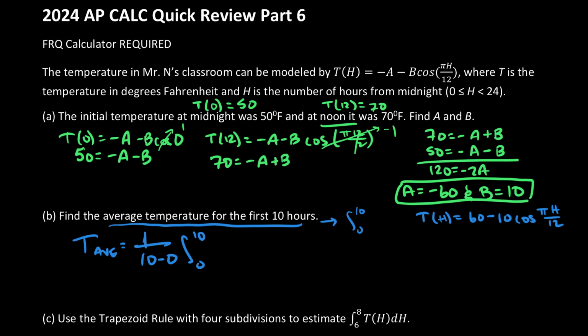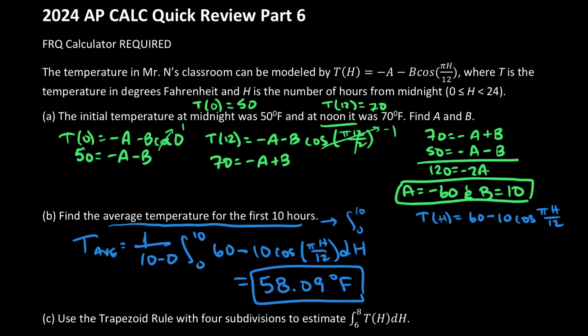So let's write that in. That's 60 minus 10 cosine of pi H over 12 dH in this case. And plugging this into my calculator would yield a value of 58.09 degrees Fahrenheit.